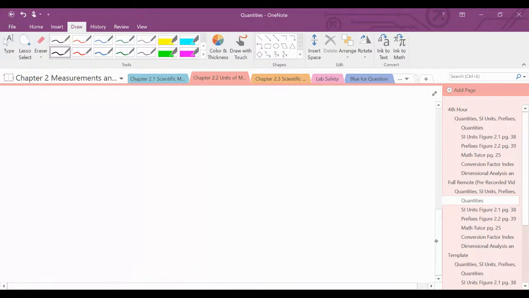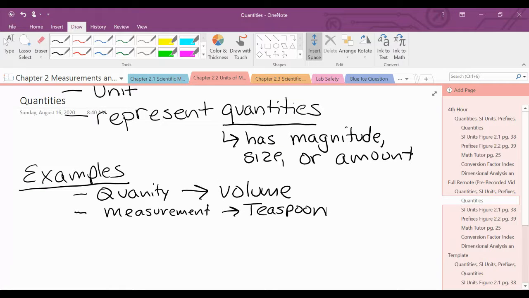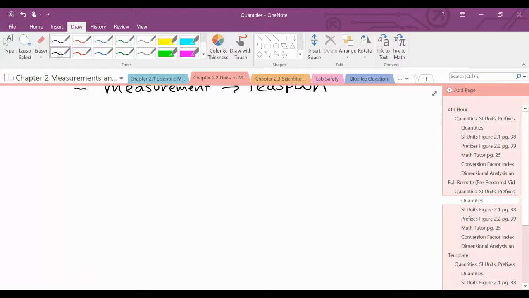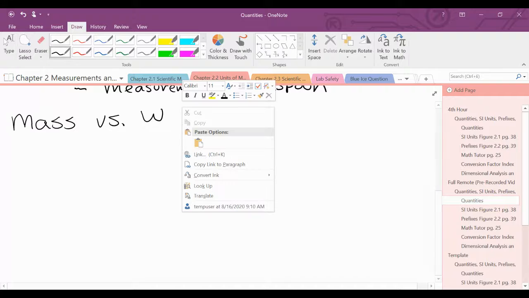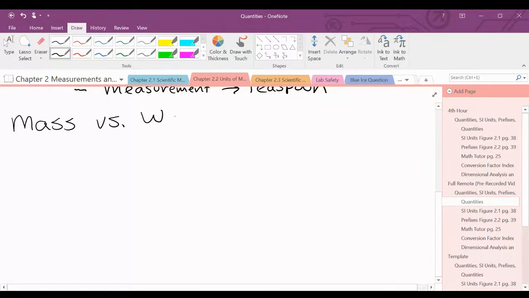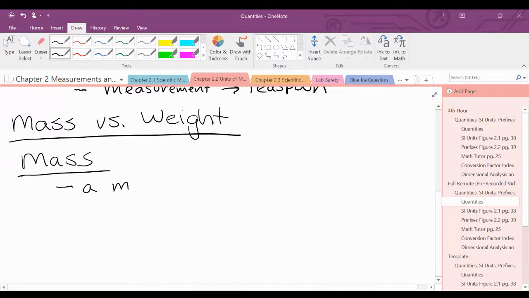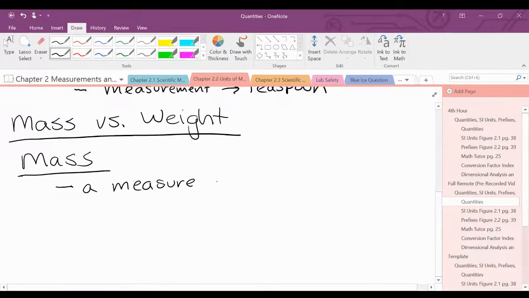Okay, so let's talk about mass and weight, two different quantities. So mass first, we'll look at mass first, and then we'll compare it, and then we'll look at weight, and then we'll compare the two. Mass is a measure of the quantity of matter.